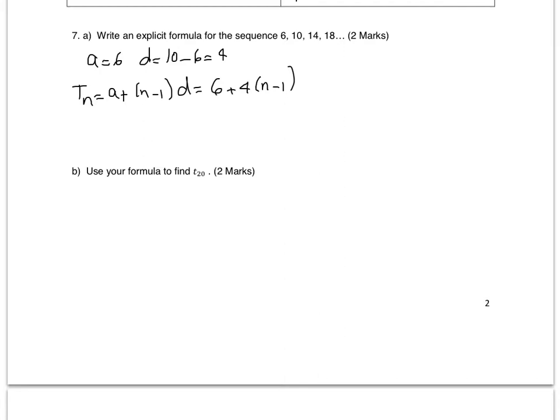The next one says, use the formula to find T20. So I'm going to say T20 is 6 plus 4 times 20 minus 1, which is 6 plus 4 times 19, which is going to be 82.